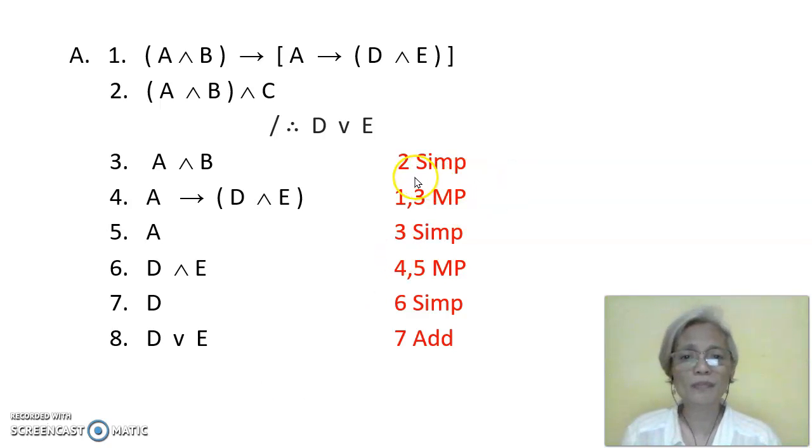Again, we simplified the second premise. Since this is a conjunction, we can simplify to get this. By applying modus ponens on 1 and 3, so this is 1 and this is 3, we will be allowed to have this as our Q. Again, simplification of number 3, we will have A. Applying modus ponens to 4 and 5, we will have D and E. By simplifying number 6, we will have D. And by addition, we will have D or E.